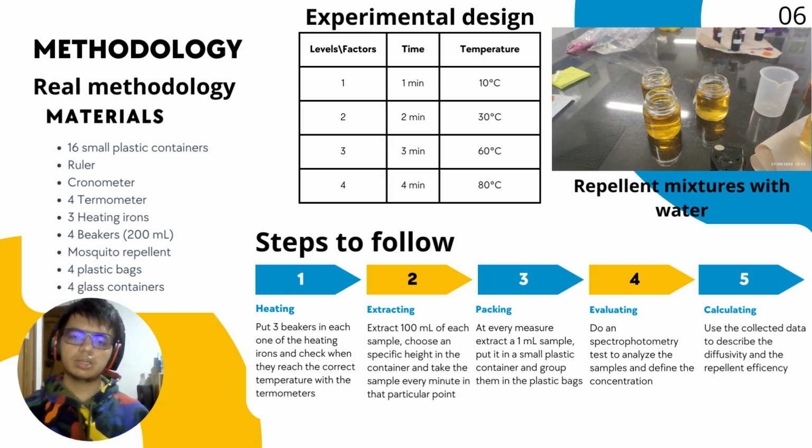Then we had to pack every sample in the small plastic containers and group them in plastic bags. Then we had to evaluate by doing a spectrophotometry test to analyze the samples and define the concentration in each one. And finally, we use the collected data to describe the diffusivity and the repellent efficiency. A good sign is that in both methodologies, we reach the same point at the end.